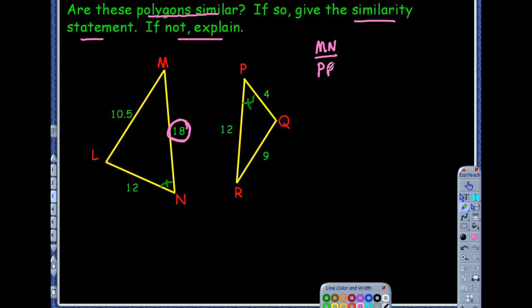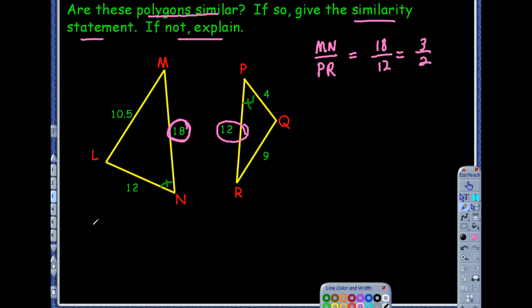All right. So if I was setting up a ratio, it would just be 18 to 12. Right. So if I simplify that down, that would be what? 9 over 6, which would be 3 over 2. Okay. So I like that you did that. Pick the largest side with the largest side.